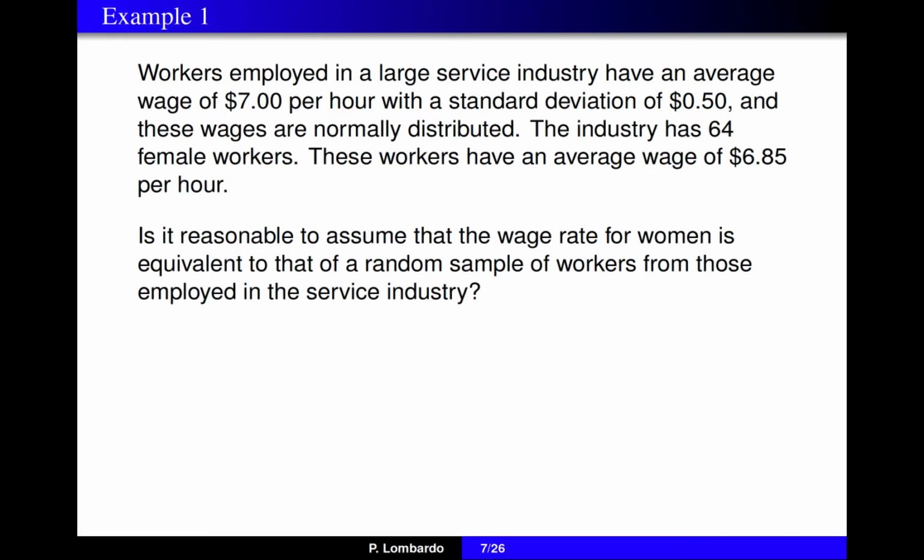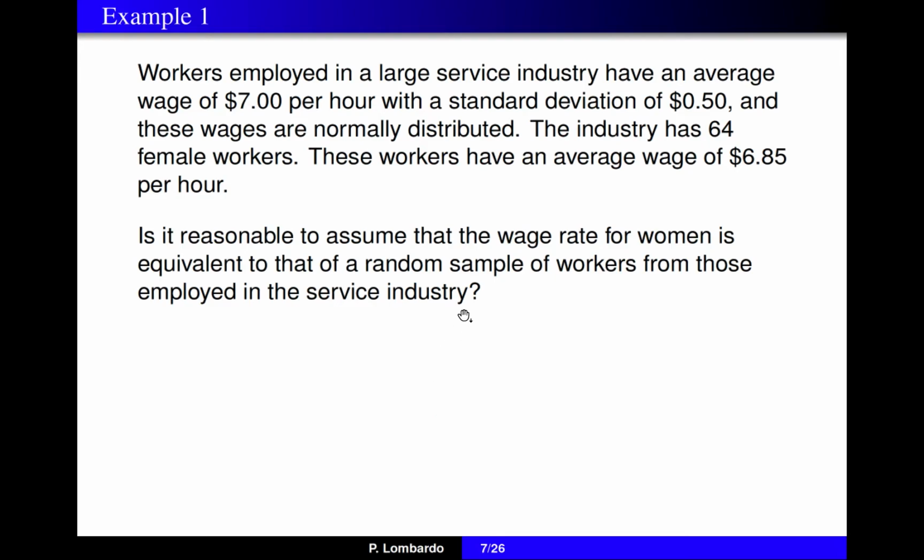Suppose we have workers employed in a large service industry, and they have on average a wage of $7 per hour with a standard deviation of 50 cents, and let's assume that these wages are normally distributed. The industry has 64 female workers, and these workers have an average wage of $6.85 per hour. So the average across the females in this industry is $6.85 per hour. So the question we want to answer here is: is it reasonable to assume that the wage rate for women is equivalent to that of a random sample of workers from those employed in the service industry? In other words, we're trying to use probability to figure out if there's a bias against women. Are they making more? Are they making less? Than if you were to just randomly sample 64 people from the service industry, right?